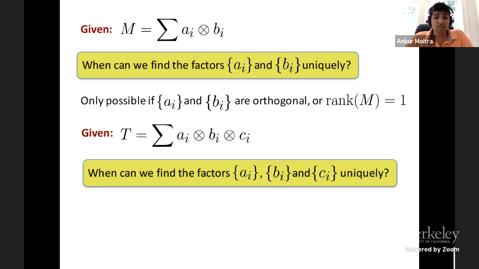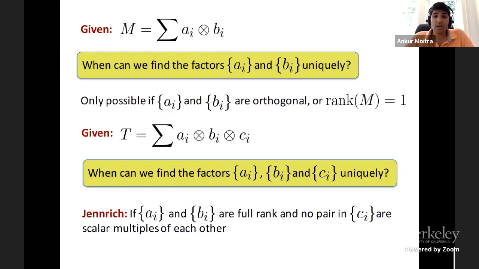Well, we can ask the same question, which is, when can we find the factors A sub i and B sub i uniquely? And the answer now is much broader. We need a much less restrictive assumption on the factors in order to be able to do this. Because what Jenrich's algorithm tells us is that we can uniquely recover these factors up to some naive rescalings, provided that the A sub i's and B sub i's are full rank, and that no pair of vectors in the C sub i's are scalar multiples of each other. So this very simple algorithm turns out to be immensely powerful within high-dimensional learning and high-dimensional statistics.